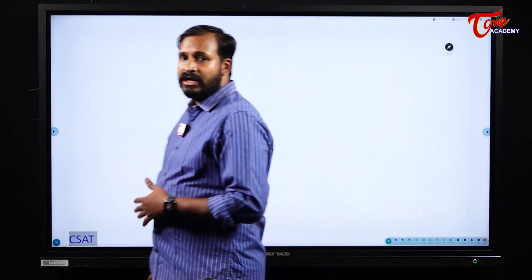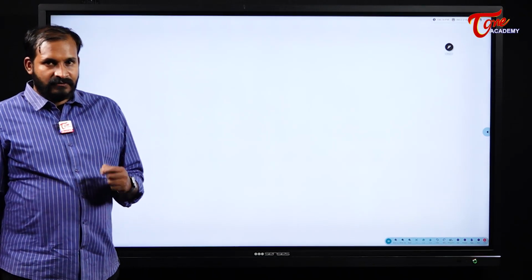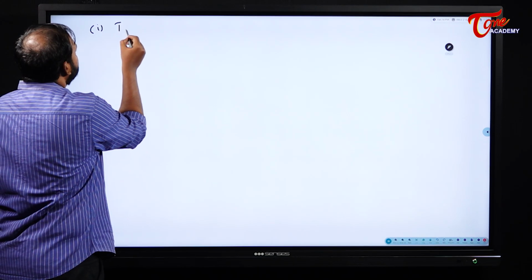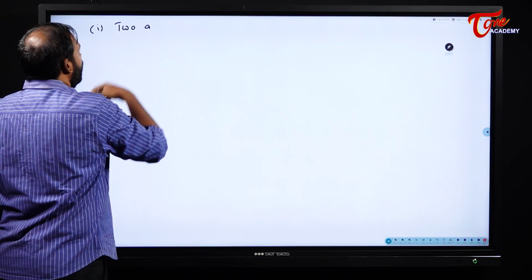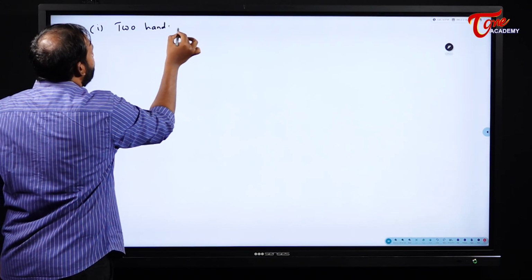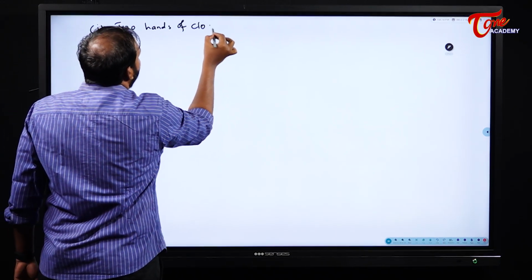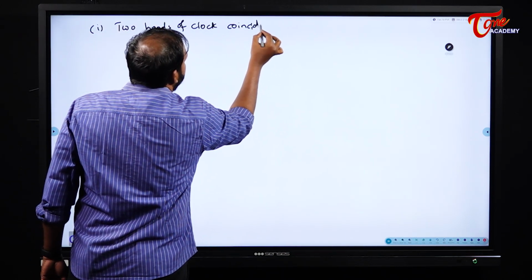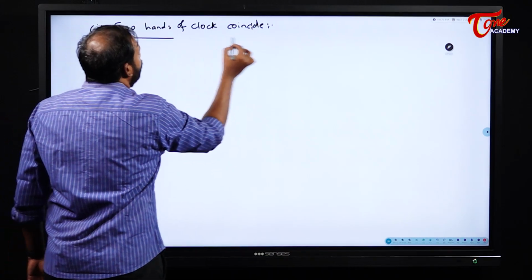Now here we will have the cases. What does cases mean? See here, the first one is the coinciding case. The two hands of the clock coincide.